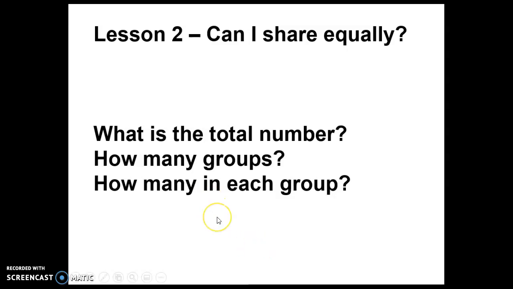Once you have split it into 2 equal groups, you then think about how many are in each group. Now, when you're just sharing equally, you think about how many groups there are first, and then you look and notice how many are in each group.